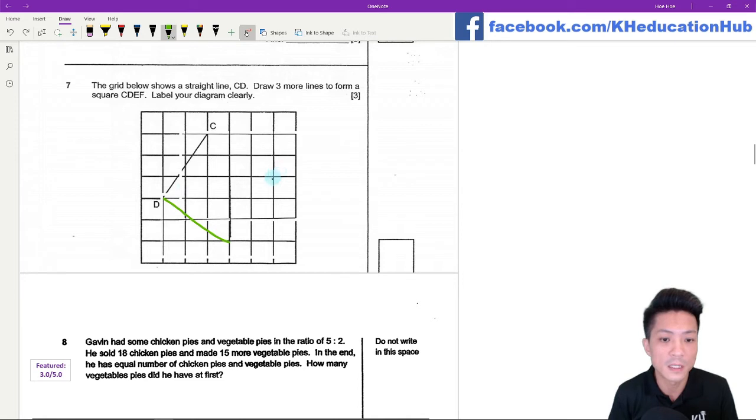The next line I'm going to draw will be from here to here, or it'll be easier if you draw from here to here. Okay, and then connect the furthest line together. Okay, so this will give you the square.